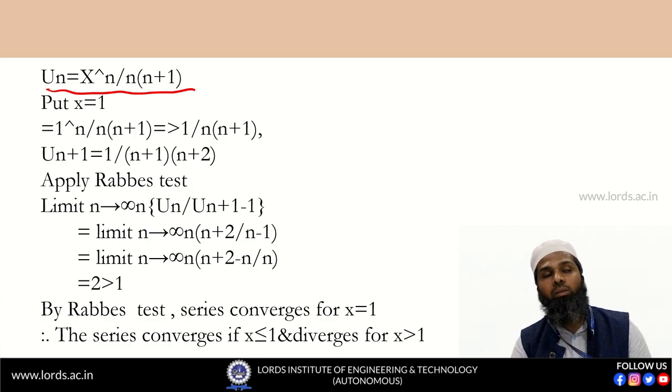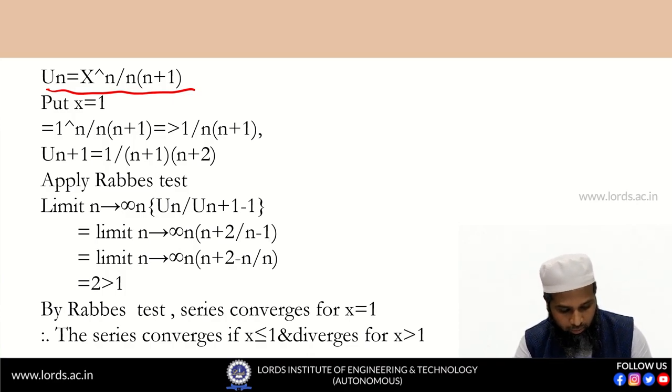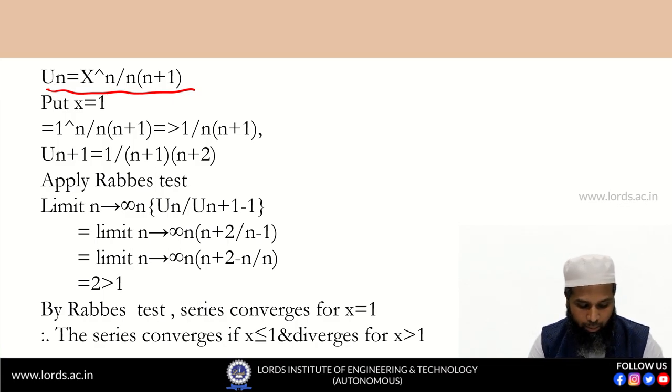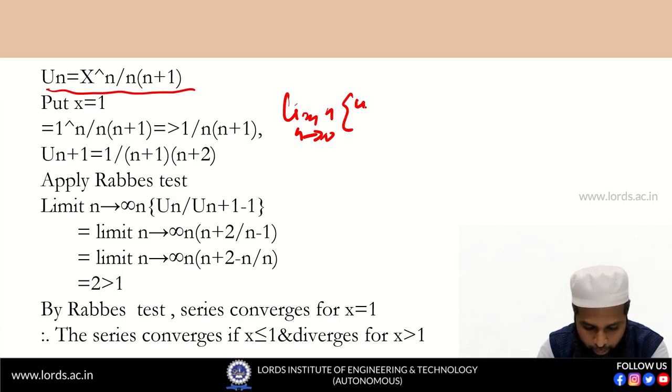Now we want to know the behavior of the series at the point x equal to 1. Again, we take the n plus 1 term, which is 1 by n plus 1 into n plus 2. Now we are applying the Raabe test. What is the formula of Raabe's test? As I told you just now, it is the limit as n tends to infinity of n into (u n by u n plus 1 minus 1). This limit we have to calculate, and it has the same kind of conditions as the ratio test.